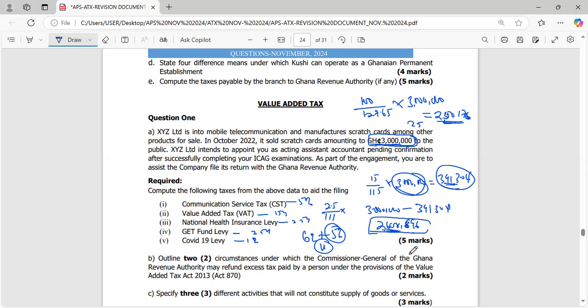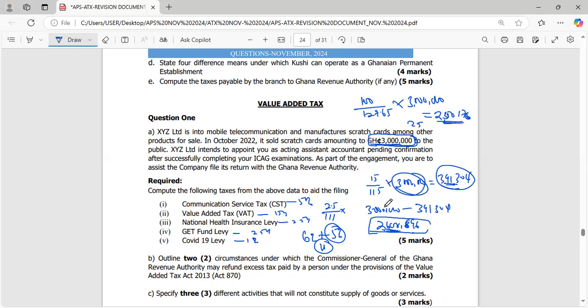The first method is very simple. Yeah, that is the method in the practice note. So GRA themselves, that's the method they normally use.